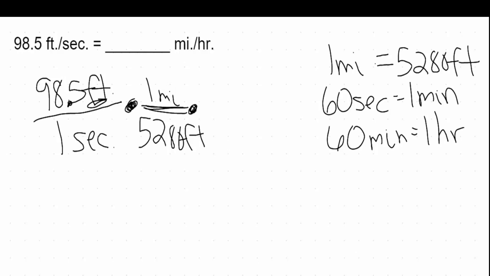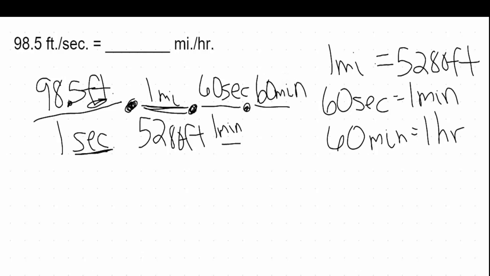So then we need to go from seconds to hours. So let's see, our seconds was in the denominator. So I need to make sure that my seconds goes up in the numerator. So that's 60 seconds per 1 minute. But then we have 60 minutes in 1 hour. So since the minute was in the numerator, I'm going to put the 60 minutes in the numerator and the 1 hour in the denominator. So this takes us to hours.